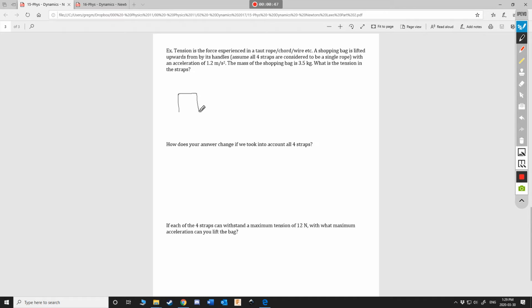If I were to draw this, we have a shopping bag, and I'm going to use the symbol T because we're talking about tension, and then there's some force of gravity. We're saying we're accelerating this thing upwards at 1.2 meters per second squared. That's why my T force is drawn bigger than the force of gravity. I know that my unbalanced force is in the upwards direction. So F net is equal to MA, which is equal to the sum of all the individual forces.